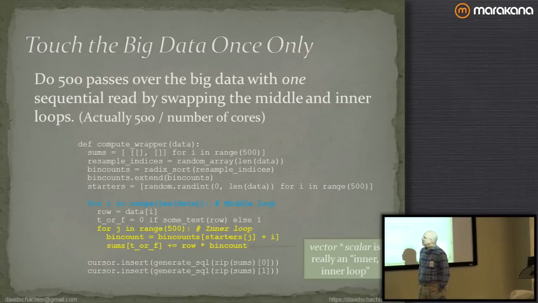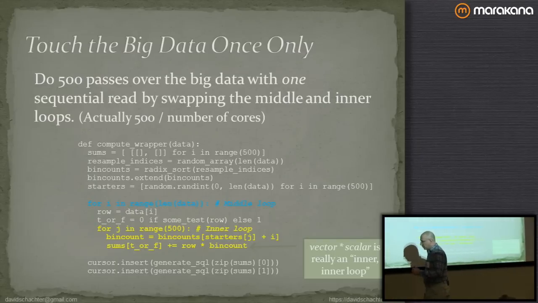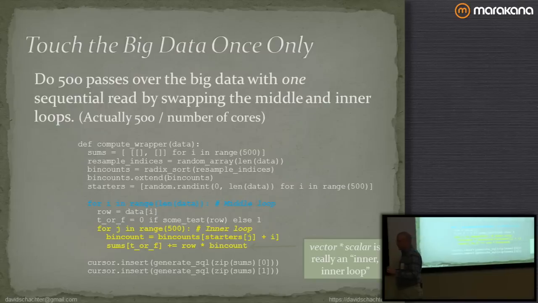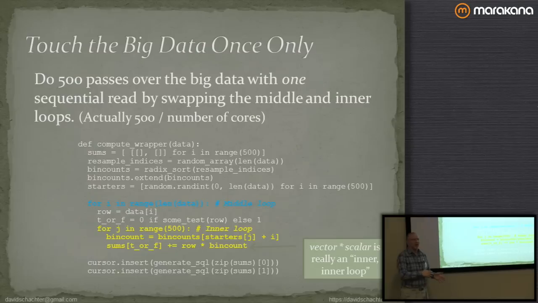Next thing I did was touch the big data only once. This is a little bit tricky. I realized that the original algorithm, 500 passes over the original data, means we're going to be flushing all of the caches in the system 500 times as we swamp them with the huge data sets coming through. Not a good move. We don't want to do that, so I swapped the inner loop and the middle loop.